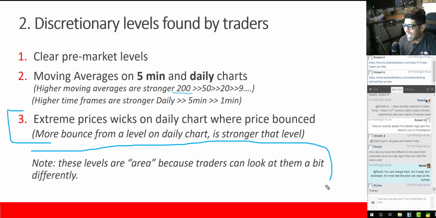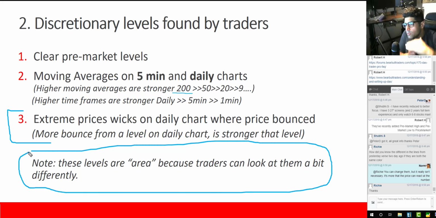And remember, these are areas, could be a few cents up and down. I know that traders love to have it down to the penny, but usually you don't get them down to the penny. These are areas.